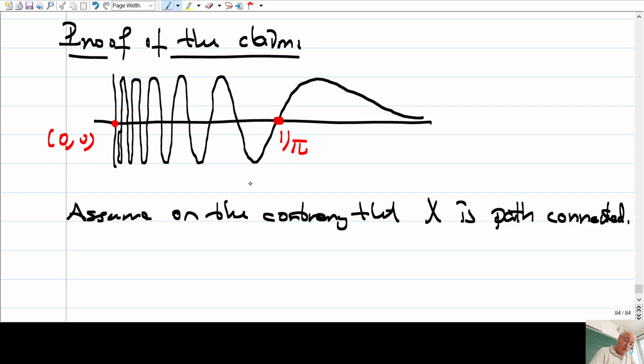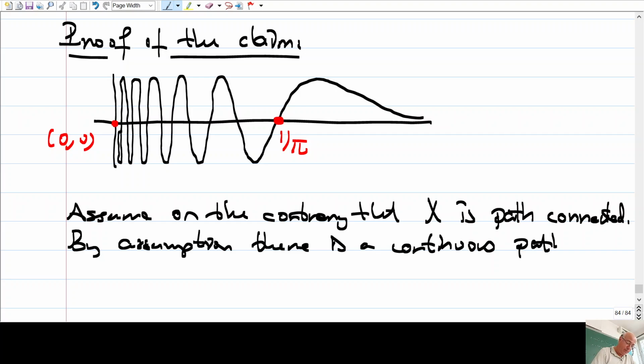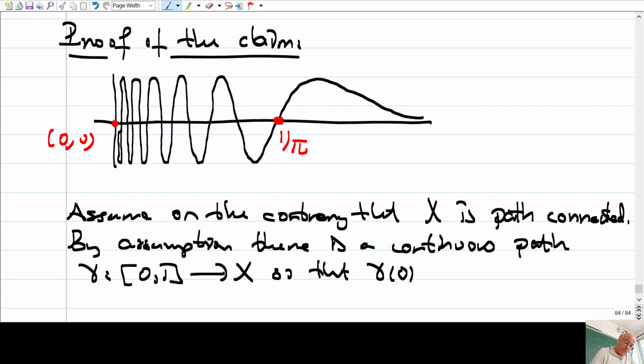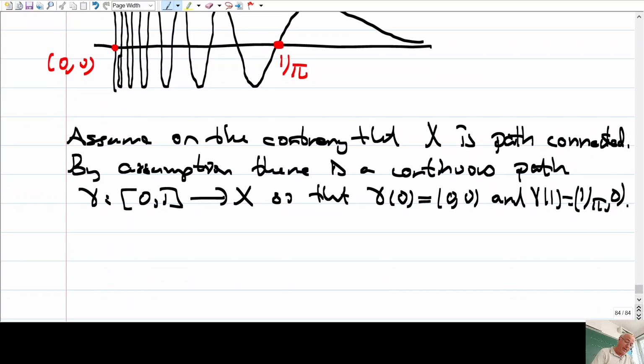Since I assume that the space is path connected, there should be a path joining these two. By assumption, there is a, of course, continuous path gamma defined on, let's say, [0, 1], so that gamma(0) is (0, 0), and gamma(1) is (1/π, 0). So I have a path joining these two points. Okay.